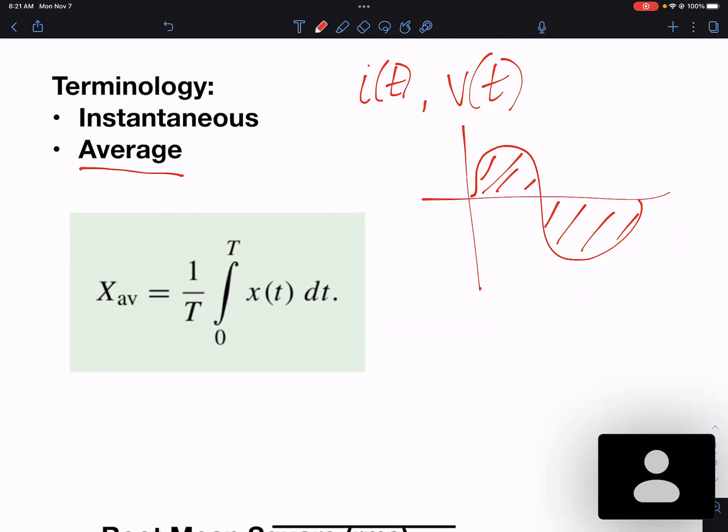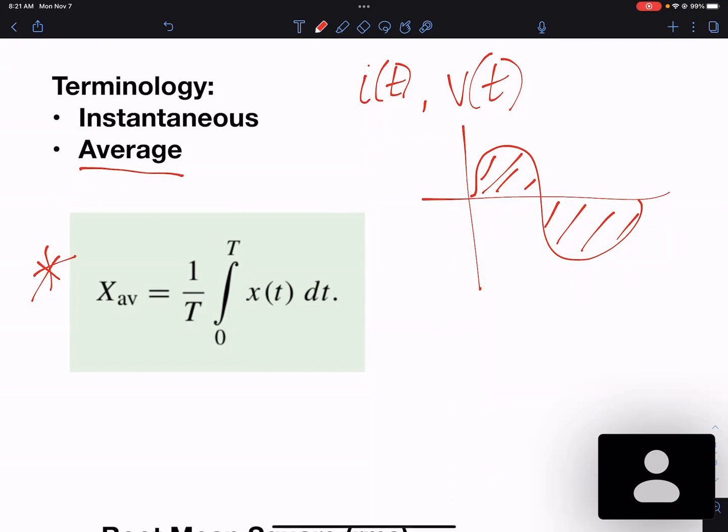So either way, we would find the average, and then you take it over the time period of whatever that function is, and that gives you the average. So this is the definition of average. That is something you have to understand. So we're going to go back to this equation. Either memorize it or have it handy.